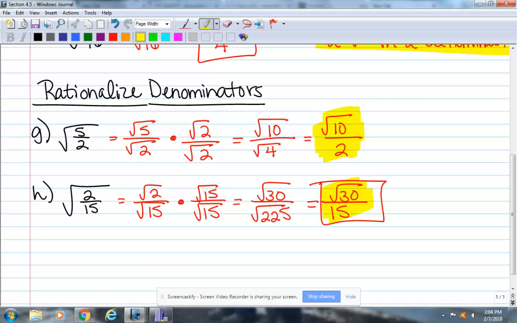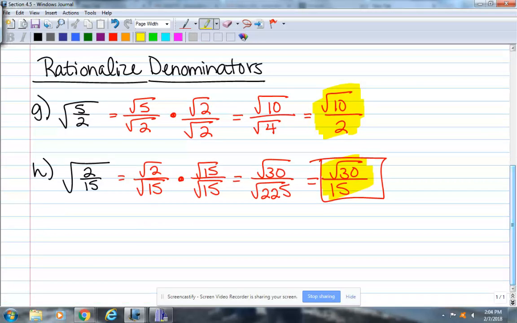Okay? I do want y'all to practice one of these on your own. So y'all try on your own paper, this one, radical 3 over 7. Simplify that. Rationalize that denominator.